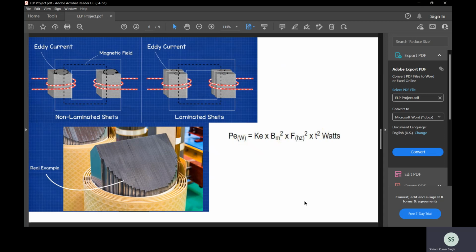In order to tackle the eddy currents, what we do is replace the iron core with a lot of laminated sheets of thickness T. Now the power loss will be given by K B squared F squared T squared. Here K is the eddy loss coefficient, B is the maximum field, F is the frequency, and T is the thickness. So here you can see that if we replace the core with very thin sheets and a large number of sheets, this will greatly reduce the eddy current, and hence our transformer will be more and more efficient.